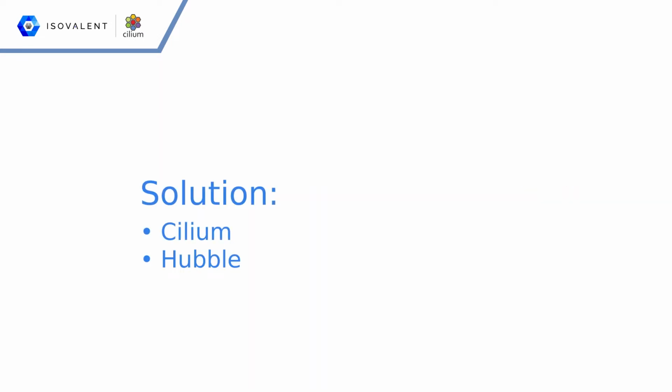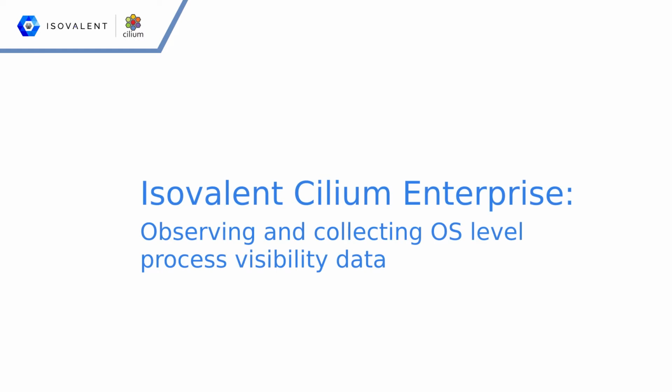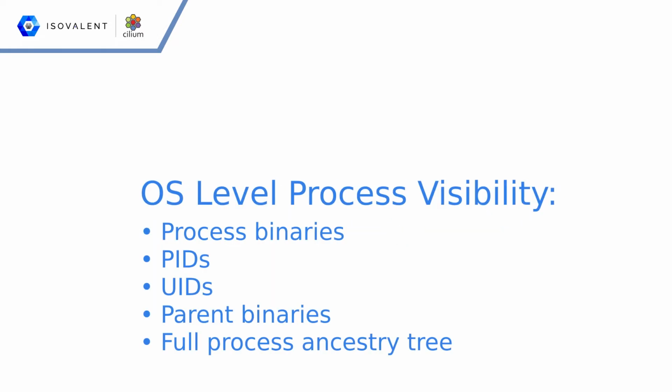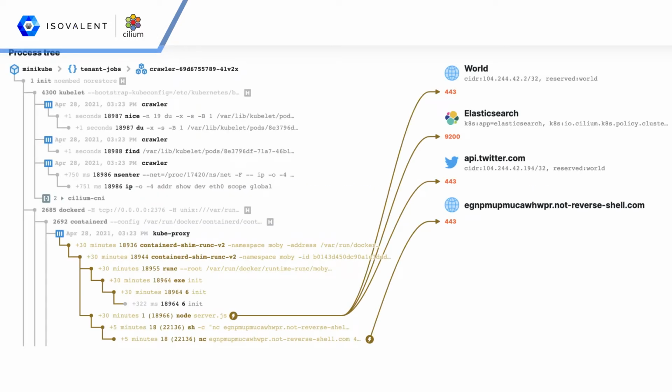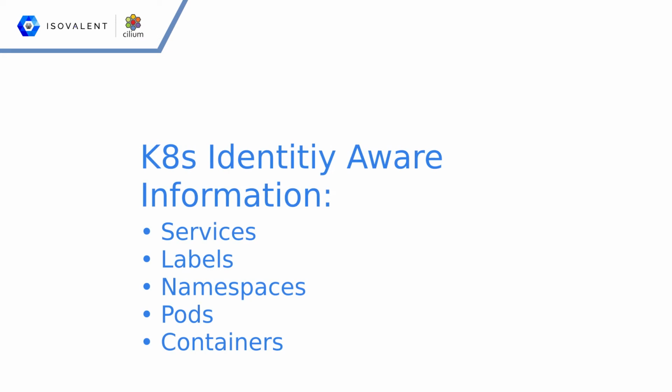So this is where Cilium and Hubble come in. Cilium Enterprise provides observing and collecting OS-level process visibility data, including, for example, process binaries, PIDs, UIDs, parent binaries, and the full process ancestry going back to when the pod or the container started. And it also includes all the Kubernetes identity-aware information, for example, services, labels, namespaces, pods, containers, and so on.